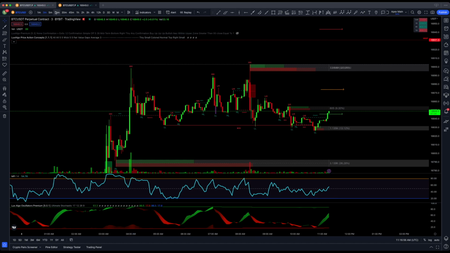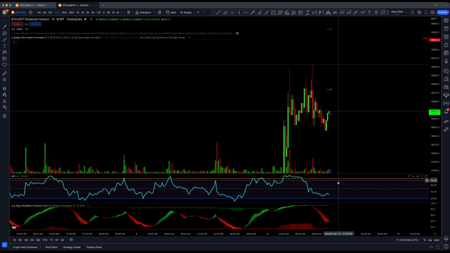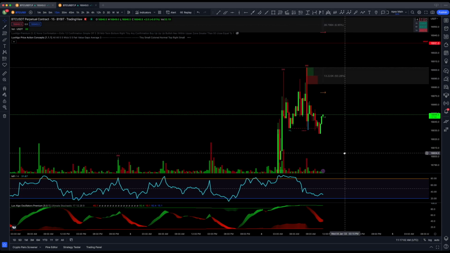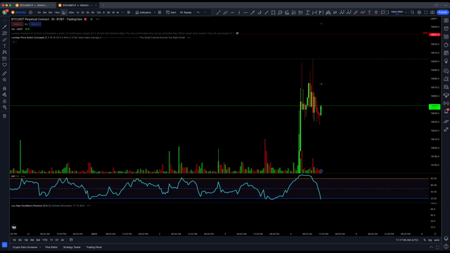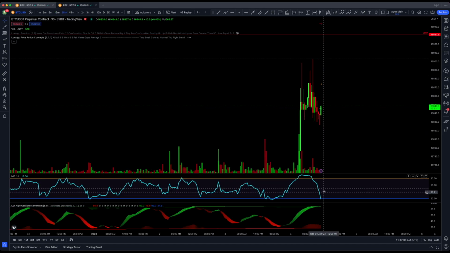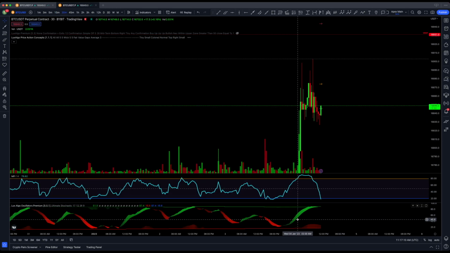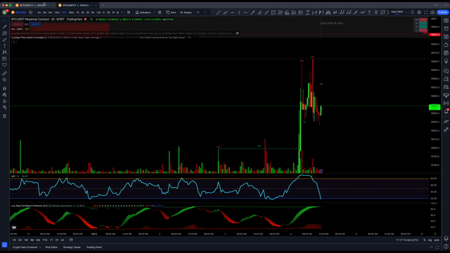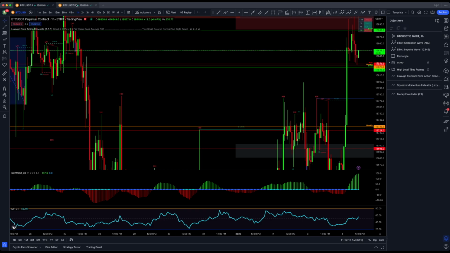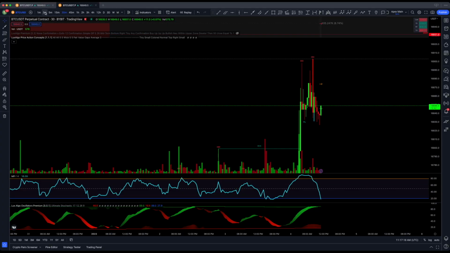Just reviewing what the 15-minute looks like. So we do have some potential for more upwards momentum. On the 30 minutes, we are right down. However, on the Lux Algo Premium, we are topping out. Okay. Let's go back into the 1 minute.